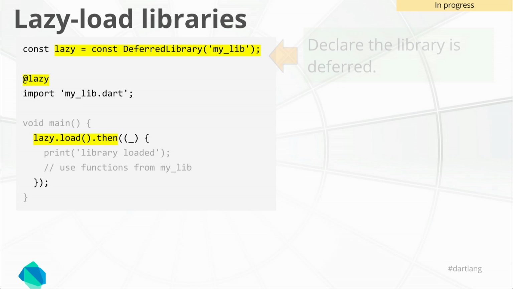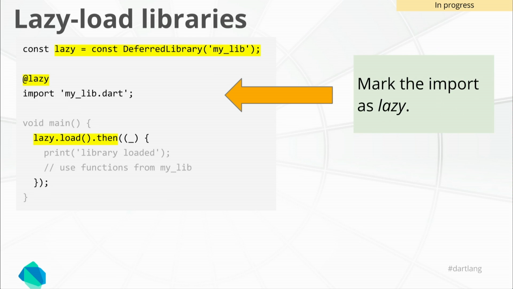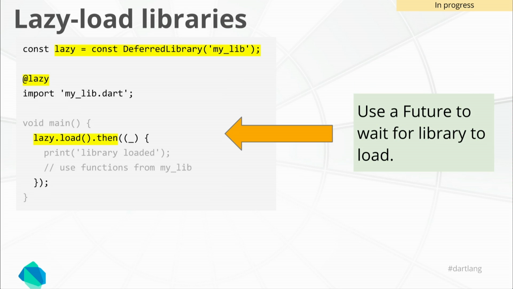Here's a good example of an in-progress feature we're working on, lazy loaded libraries, that uses const objects as metadata annotations. Let's try to walk through some of this code. First, we're going to declare that the library itself is deferred, and we're creating a const object, const lazy. We can then use that lazy const object to mark the import as lazy, as shown here. Then we can call load on that lazy const object, the deferred library, and use a future to wait for that library to finish loading. Then we can use the features and functionality from that library inside of the future.